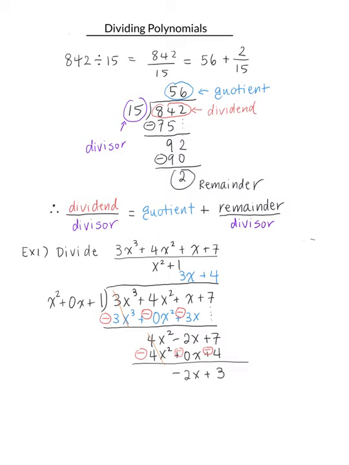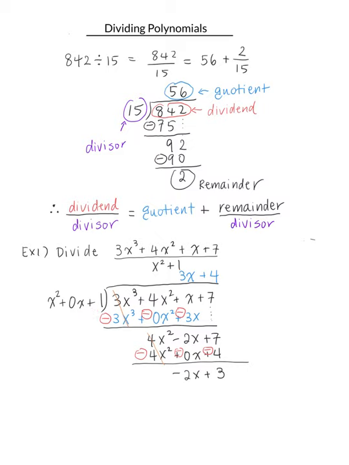All right, so how do you write this answer? So our question was, divide 3x cubed plus 4x squared plus x plus 7 by x squared plus 1. So look at it. Dividend over the divisor. So this is our dividend over the divisor, and it is nothing but the quotient, in this case 3x plus 4, plus the remainder. Our remainder is negative 2x plus 3 over the divisor.